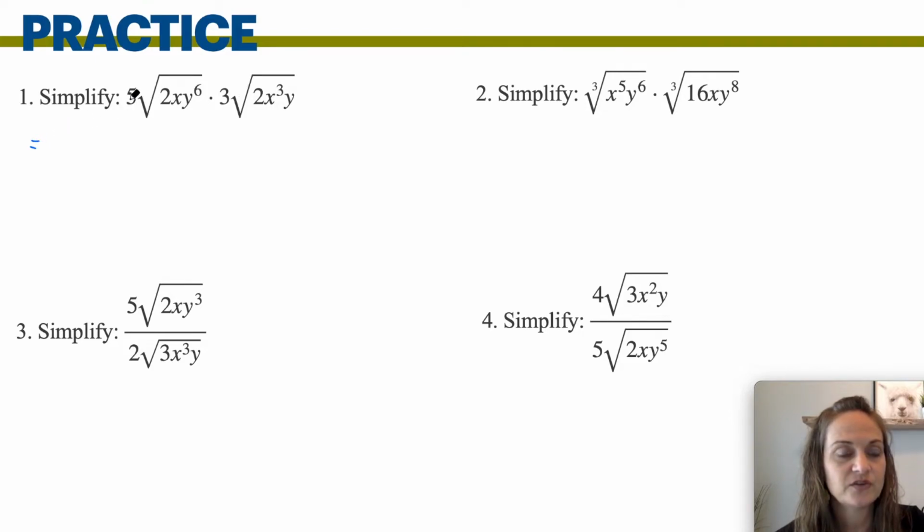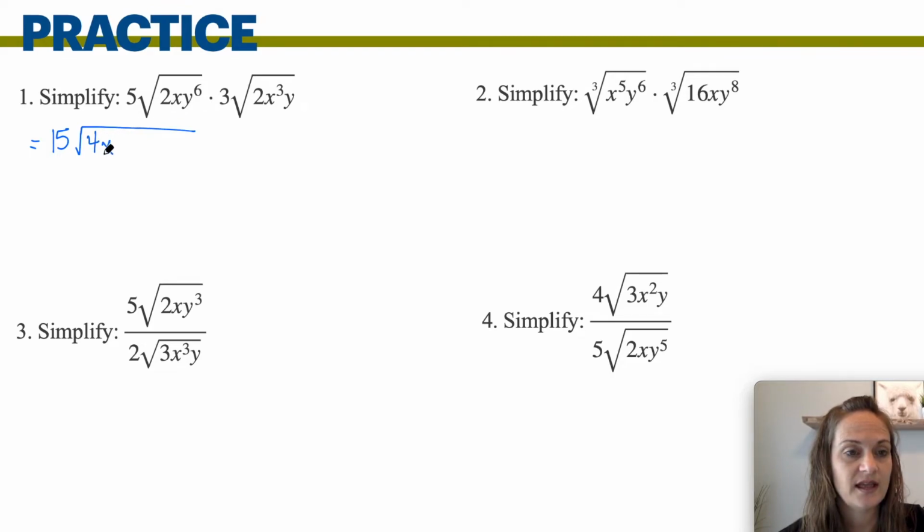Okay, so for the first one, I'm going to go ahead and combine everything that I can. So on the outside, 5 times 3 is 15. And the inside, 2 times 2 is 4. And then you add any exponents. X and x to the third gives you x to the fourth. Y to the sixth and y to the 1 will give you y to the 7th.